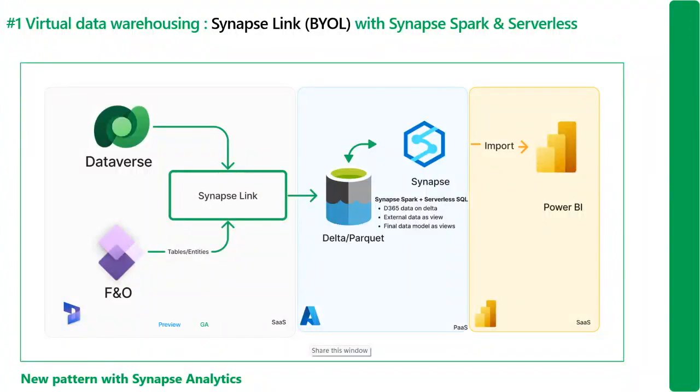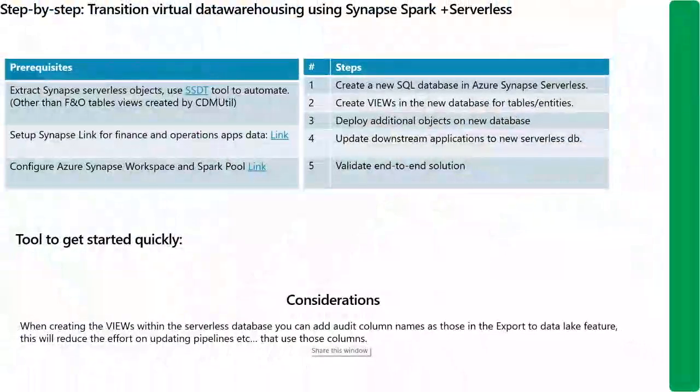You can continue to keep this structure which you have with the external data, and your final data model as views will remain the same. And then you'll continue to use the Power BI import mode in there. So the only change is you're switching the Export to Data Lake to Synapse Link. You're basically configuring that, bringing in that Synapse Spark pool to do the Delta conversion, and then everything remains the same. So step by step, I'll demonstrate how you do all these things.